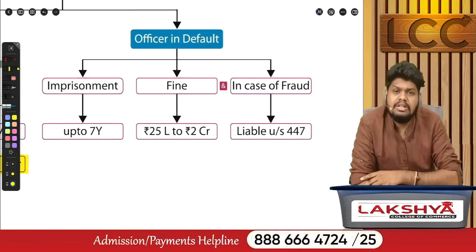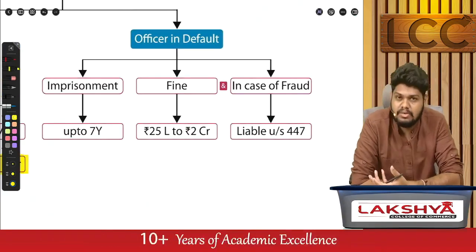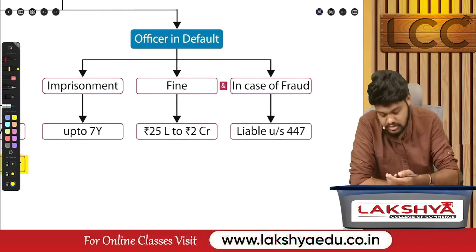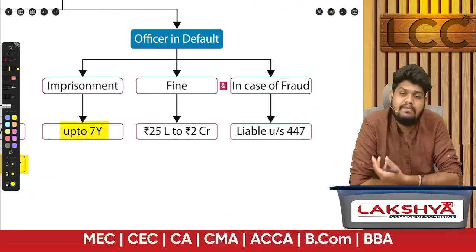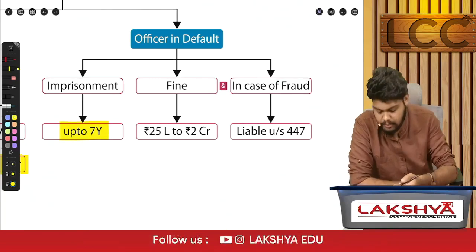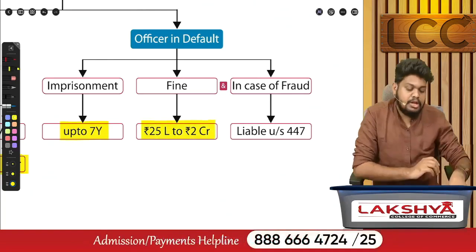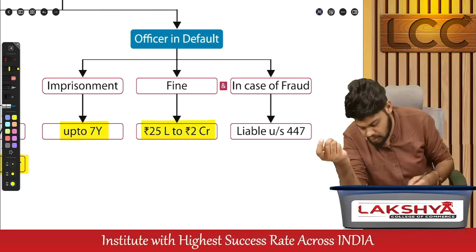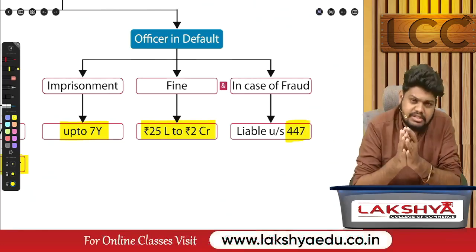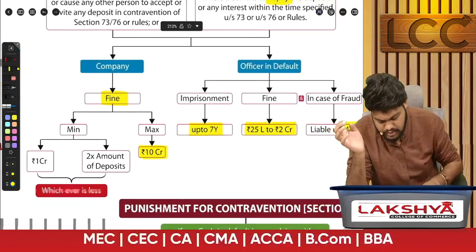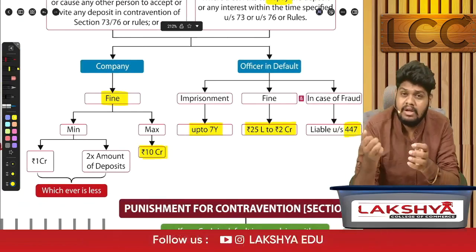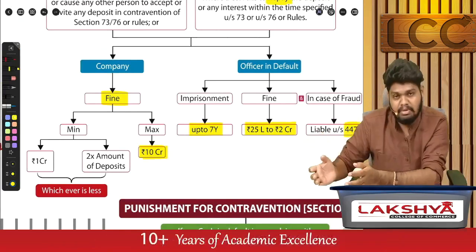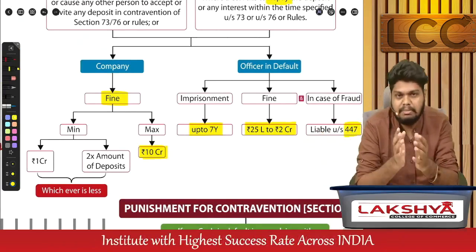Coming to the officer in default, the officers who have made default under the provisions of 73 or 76 will be punishable with imprisonment of up to 7 years, a huge period of 7 years, or a fine of minimum 25 lakhs to a maximum of 2 crores. And during that default, if they had any wrongful intentions in the process and they have defrauded the depositors, they'll also be liable under section number 447. Quickly run through the process. The company will be imposed with a fine of 1 crore or 2 times the amount of deposit, whichever is lower, as minimum penalty, and rupees 10 crores as maximum penalty.